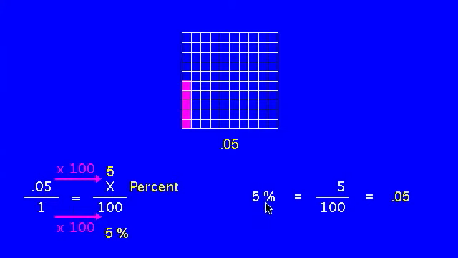Going the other way, converting a percent to a decimal, if you just remember that the percent means 100 in the denominator, that tells you you're dividing by 100 or moving the decimal point 2 places to the left. So when you're converting a decimal to a percent, or a percent to a decimal, you're moving the decimal point 2 places, either right or left.